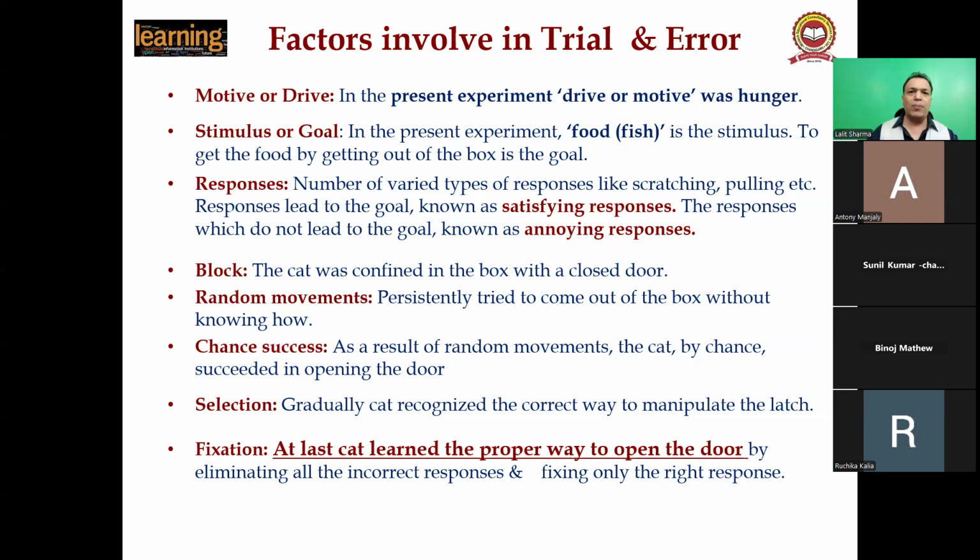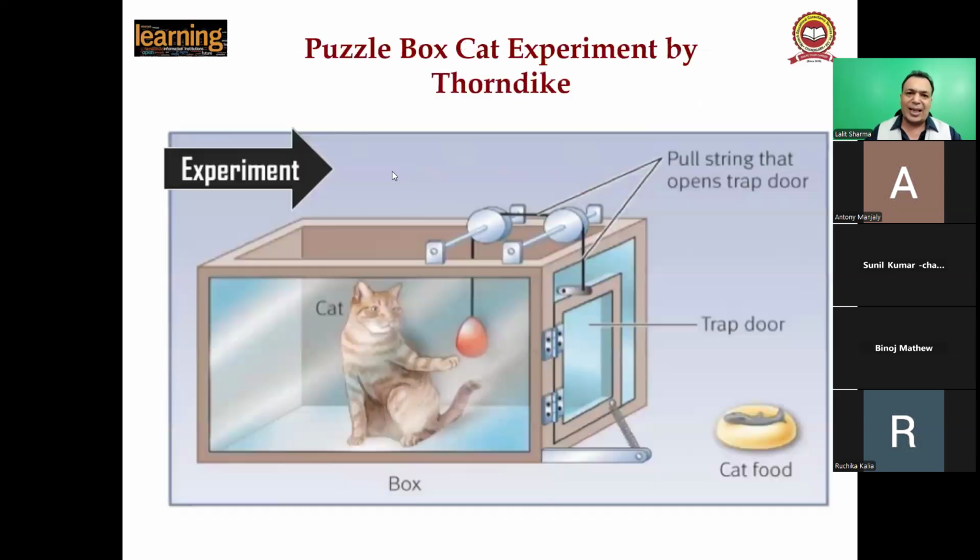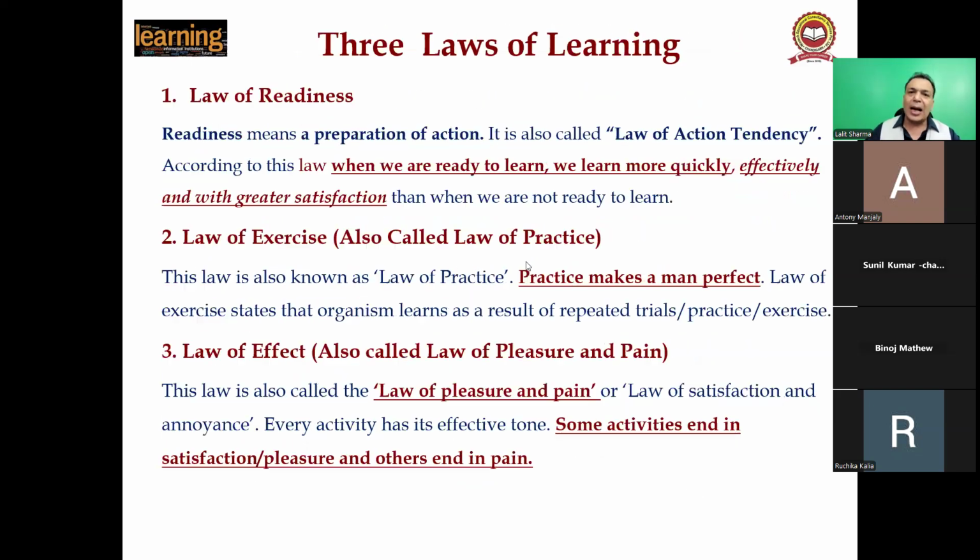Okay. When we go further, right? Responses, block, random movement, chance success, selection, fixation. So all these factors are involved in this experiment done by Thorndike, right, guys? From that experiment, we have drawn the 3 laws.